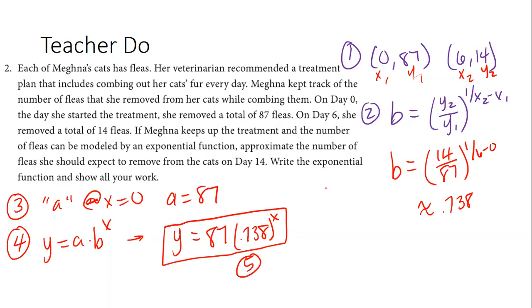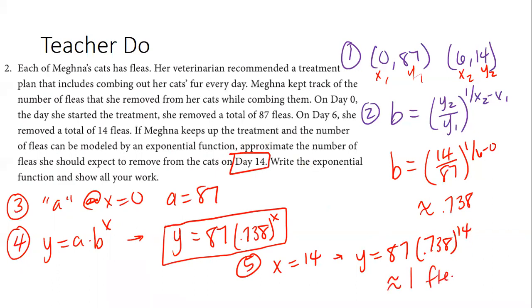If there's a question, is there an additional part that it wants us to find out? Day 14. So on day 14, how many fleas should Magna pick out? So x equals 14. So y equals 87 times 0.738 to the 14. And she should have approximately 1 flea left. It must be a 2-week treatment. 2-week flea treatment. Is it terrible? Gotta admit, guys, it's not bad, right? Doable?